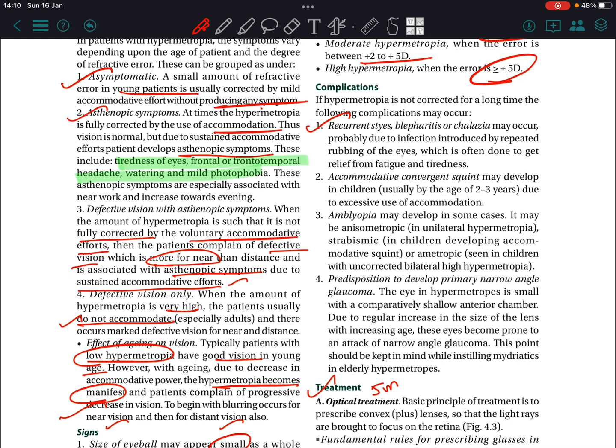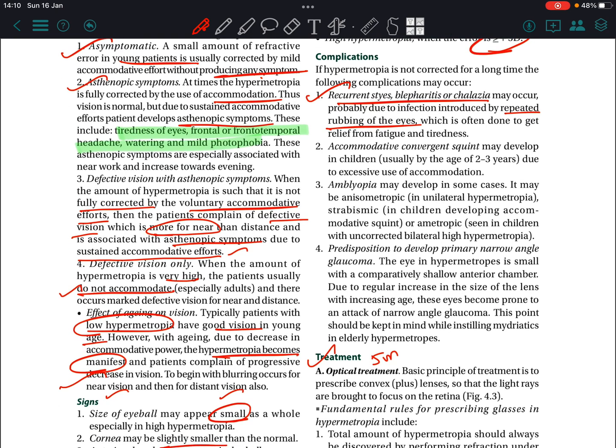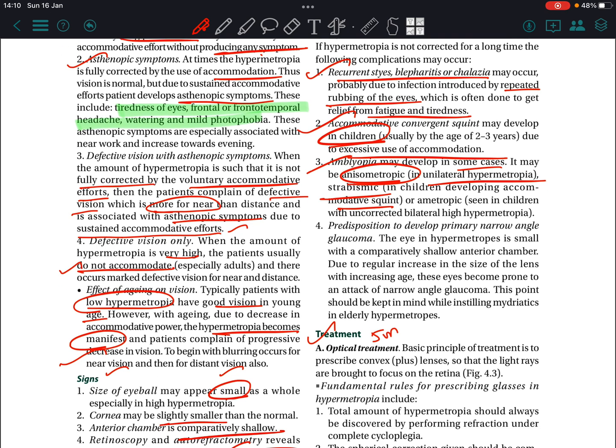Complications: recurrent styes, blepharitis, chalazia may occur, probably due to infection introduced by repeated rubbing of the eye, which is often done to get relief from fatigue and tiredness. Accommodative convergent squint may develop in children due to excessive use of accommodation. Amblyopia may develop in some cases. It may be anisometropic in unilateral hypermetropia. Strabismus in children develops as accommodative squint, or ametropic amblyopia is seen in children with uncorrected bilateral high hypermetropia.